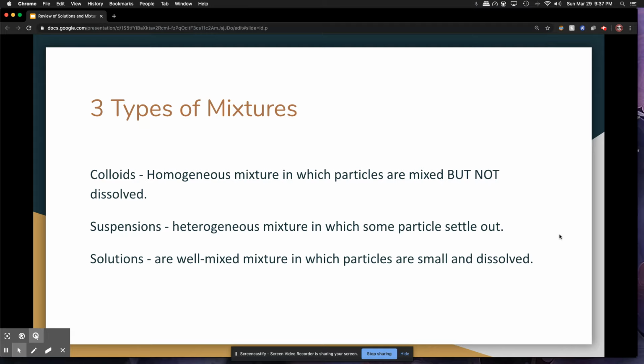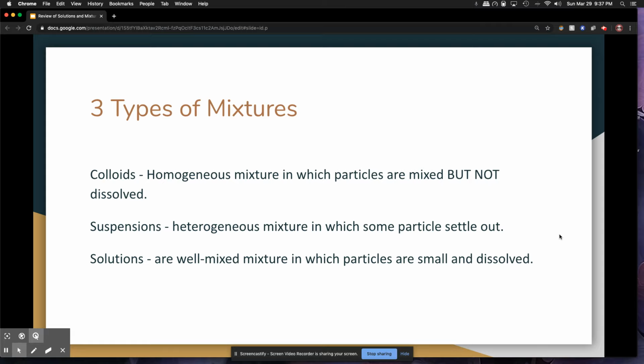Now a suspension is just a heterogeneous mixture in which some of the particles will settle out. You can actually see some of the particles being pushed out. Think of oil and water. And then we have solutions. Solutions are just well-mixed mixtures in which particles are small and dissolved.